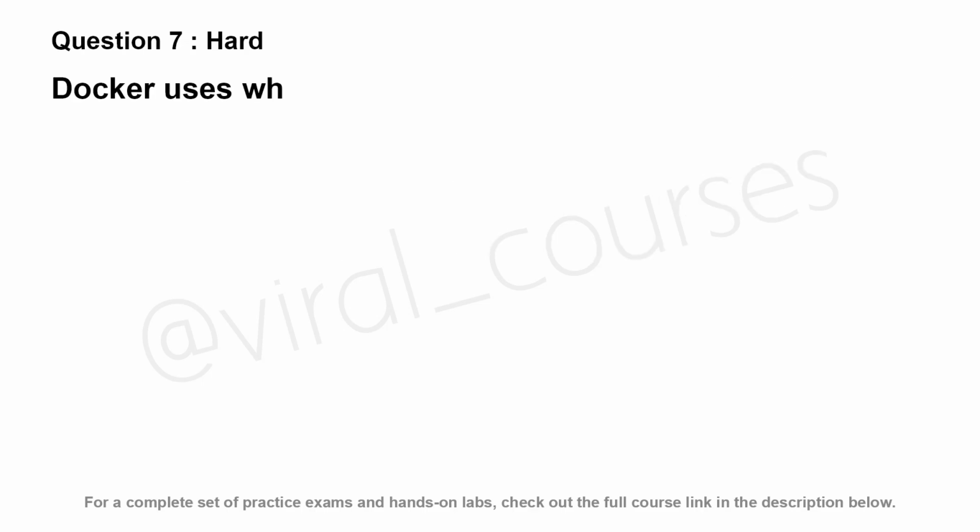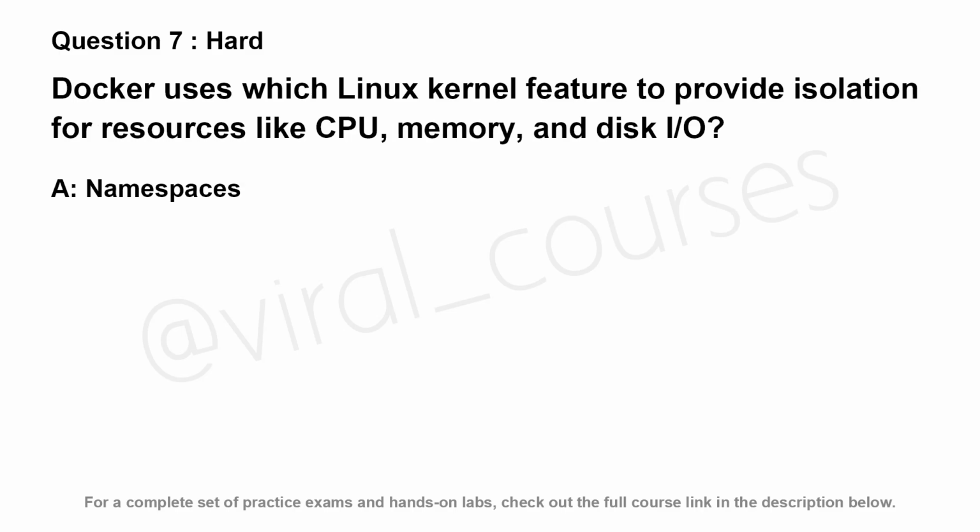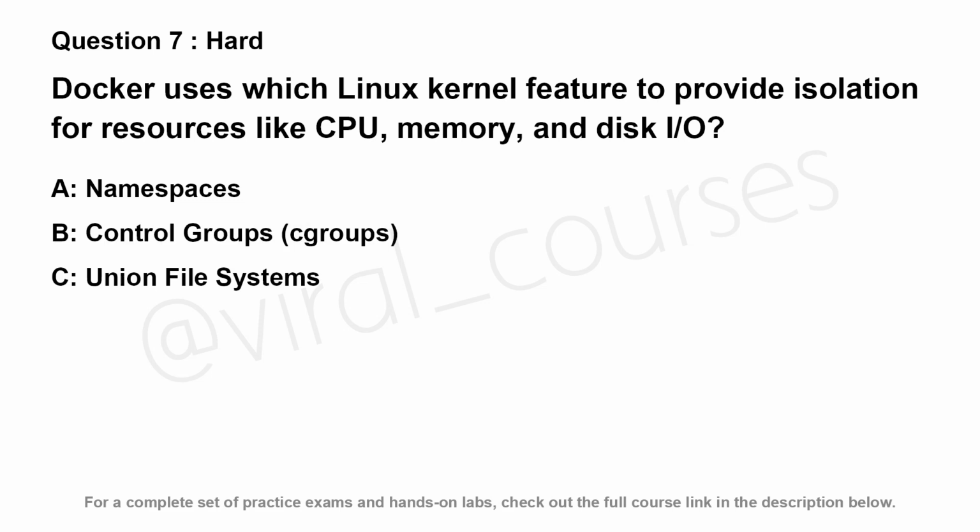Docker uses which Linux kernel feature to provide isolation for resources like CPU, memory, and disk I/O? Option A, namespaces. Option B, control groups, cgroups. Option C, union file systems. Option D, chroot.